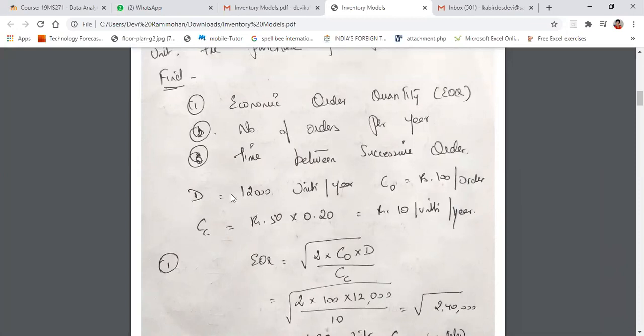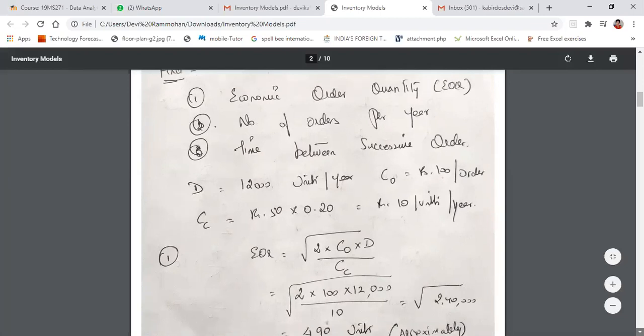So we just have to write down. The annual demand is 12,000 units per year. This is the ordering cost, rupees 100 per order. However many orders you give, every order costs 100. And the carrying cost is 20% on the purchase cost, so 50 into 0.20, which is 10.